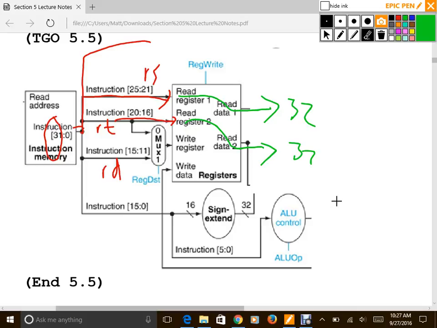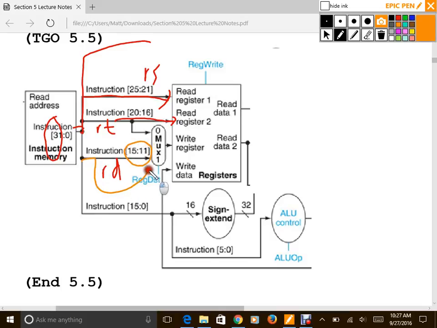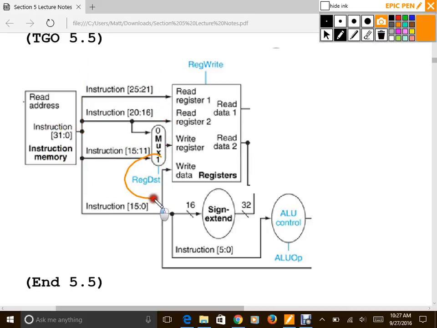To determine which register we're going to be writing to, if it's an R-type instruction, let me do orange here. If it's an R-type instruction, it's RD, correct? So it's going to be 15 to 11. So we would be going through RD. Remember from the definition that the multiplexer is 1, and the control signal here is this value that says register destination, RegDst. That means if it's 1, it's an R-type instruction, so 15 to 11 is going to be the write register. And if we're actually writing to it, then RegWrite is going to be equal to 1.